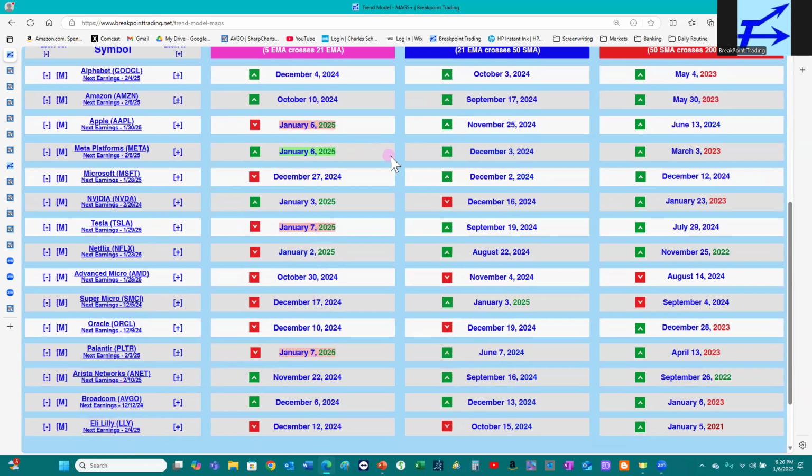So anytime something changes this week, it gets highlighted. So you can see Apple had a short-term down signal. Meta had a short-term up signal yesterday. Tesla just had a short-term down signal today. And Palantir had one today.